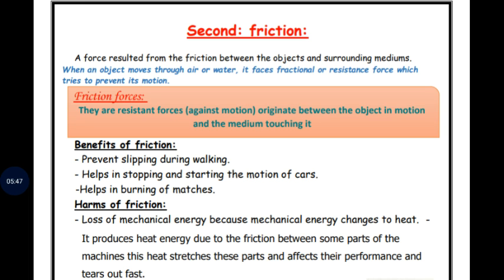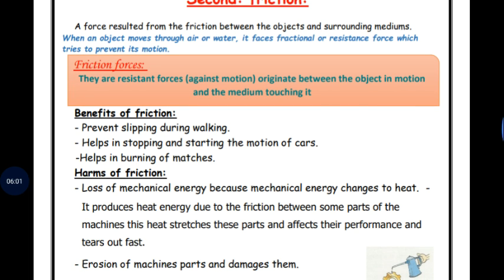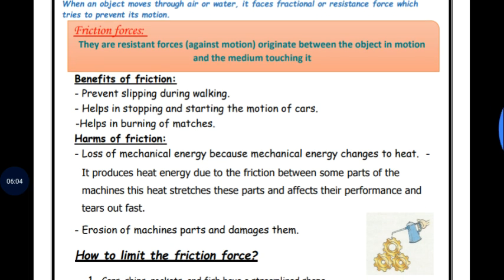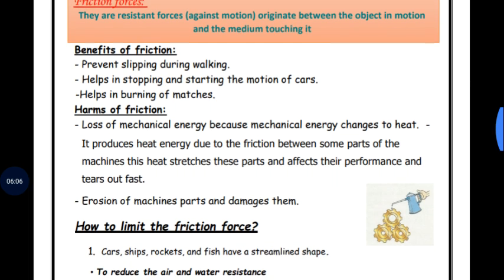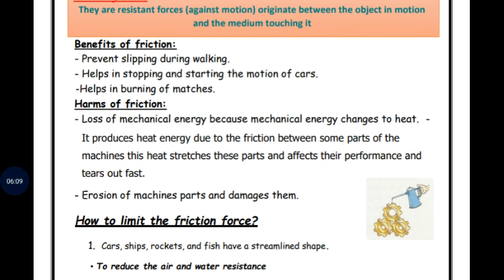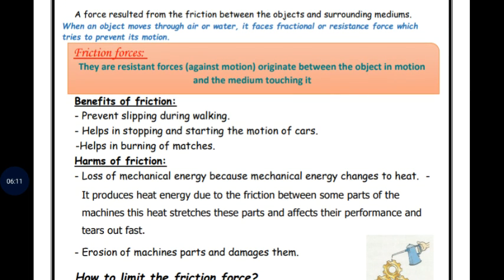Okay, we have benefits, of course, of friction. Friction prevents the slipping of a moving object, helps in stopping and starting the movement of the car and controlling the direction of the cars, and also helps in the burning of matches. So the benefits of friction are preventing slipping, helping in stopping, starting, and controlling the direction of cars, and helping in the burning of matches.